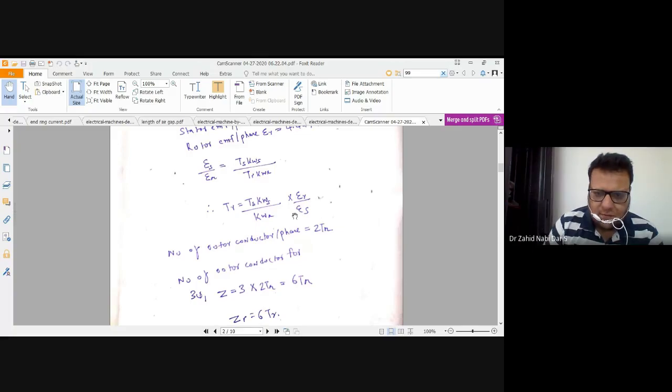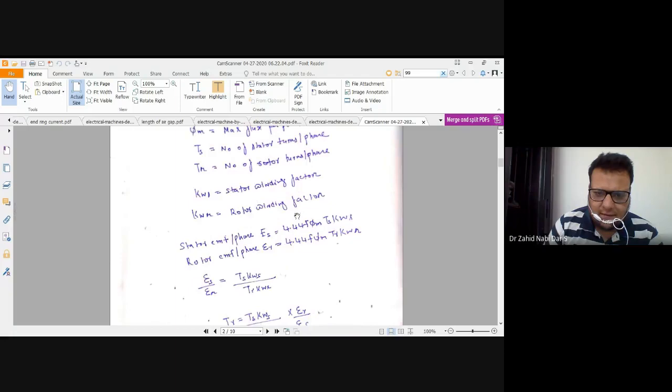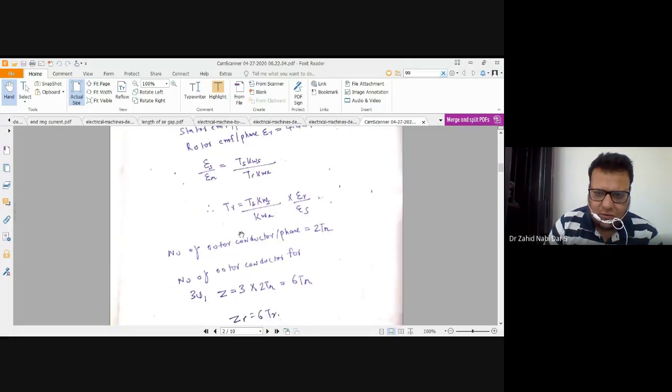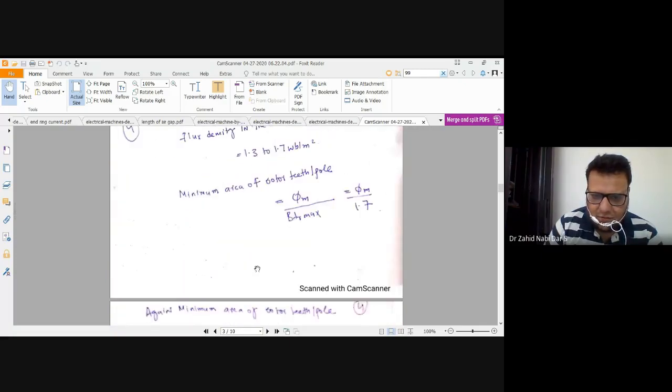If you have to express it in terms of your TR, you write like this. If you have to establish in terms of ER, so ER you will take here, TR will go down and ES will remain. So from this formula we are getting this thing over there.